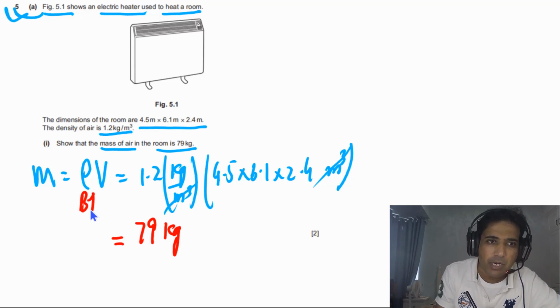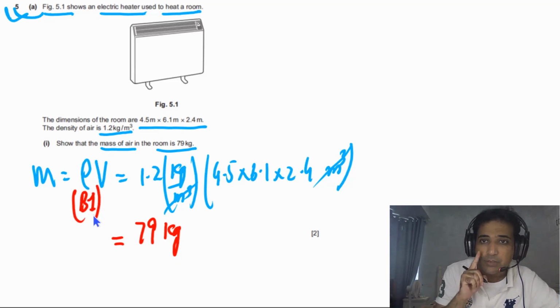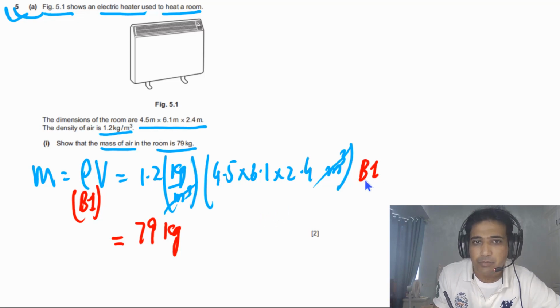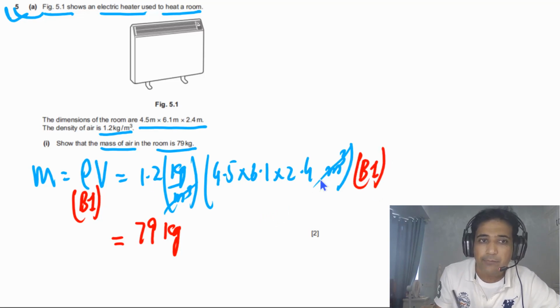The first mark is the B mark. If you have written this formula, you will get 1 B mark. It means you have to write down this formula. It's very important, not just simply plugging in numbers. Then the second mark is here, this B mark. It means you also have to show this in your steps.